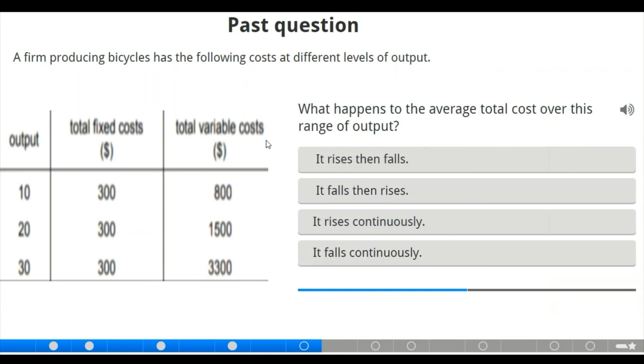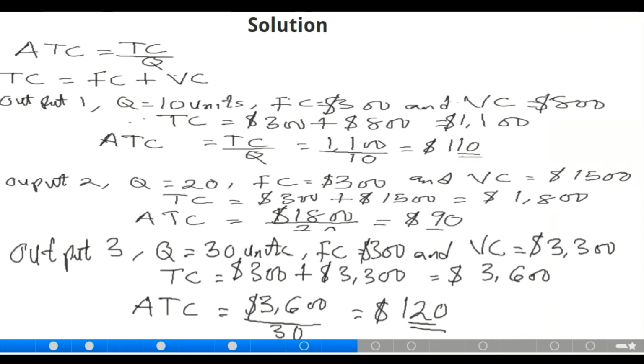Moving to the next slide, we also have one past question here about the total cost or average total cost. A firm producing bicycles has the following costs at different levels of output. Now we have our outputs and we have the total fixed cost and also the total variable cost. Now what happens to the average total cost over this range of outputs? Of course we have to calculate this. Does it rise then fall, fall then rise, rise continuously, or fall continuously? Now let us work this out. Let us check the calculation.